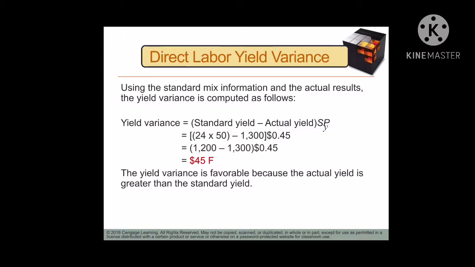Using the standard mix information and the actual result, the yield variance is computed as follows. Yield variance equals standard yield minus actual yield times standard price yield. And then we will get the answer as $45. The yield variance is favorable because the actual yield is greater than the standard yield. So that's all from me. Thank you.